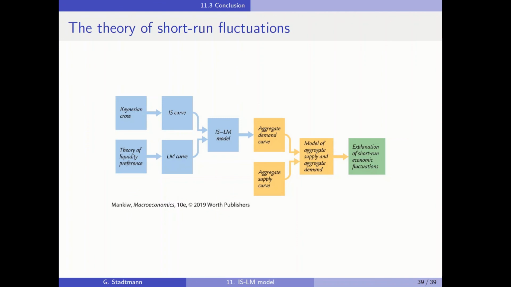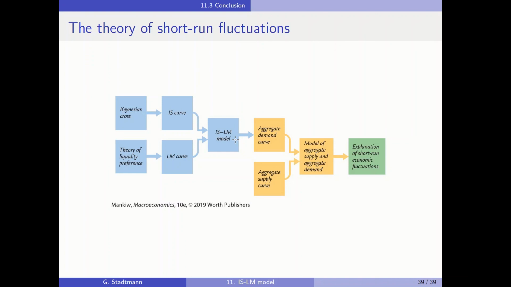So let's try to get the big picture again. We used the Keynesian cross to derive the IS curve and the theory of liquidity preferences to derive the LM curve. The first step occurred in subchapter 11.1 and the second step in subchapter 11.2. Then we combined the IS curve and the LM curve, and it is the case that we get to know the IS-LM model.